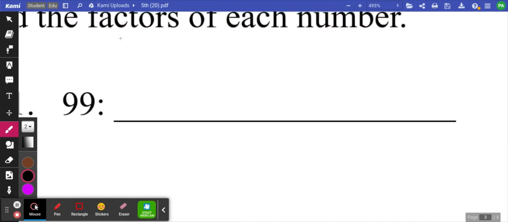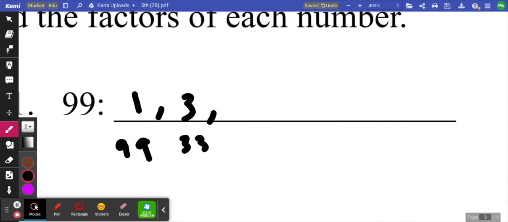So 99 has a lot of factors. Let's try listing them out. Obviously, there's going to be 1. And keep in mind whatever small number you get, so that it's easier in the end. So 1 times 99 is 99, comma. 2 doesn't work. Let's try 3. 3 works with 33. So let's keep that in mind as we continue.